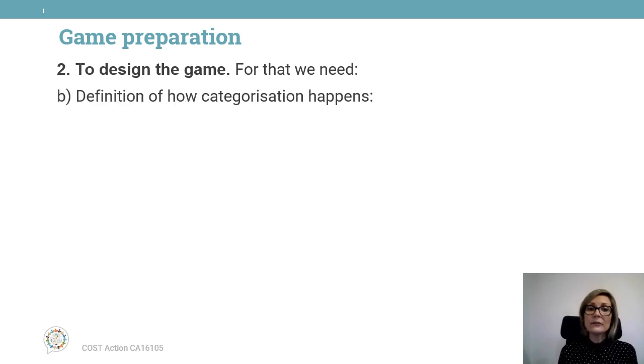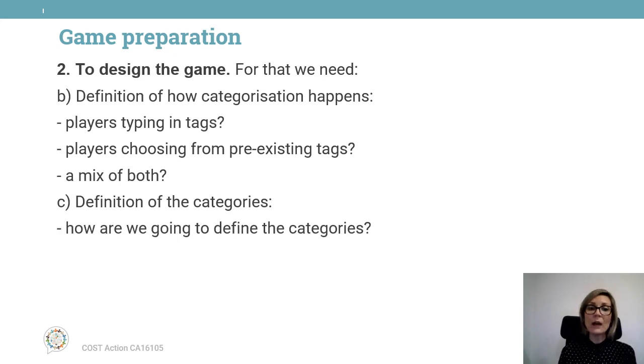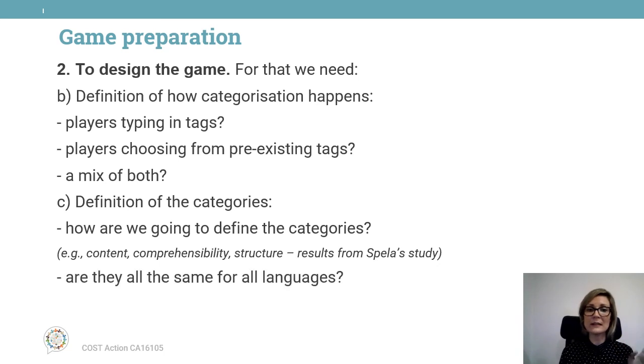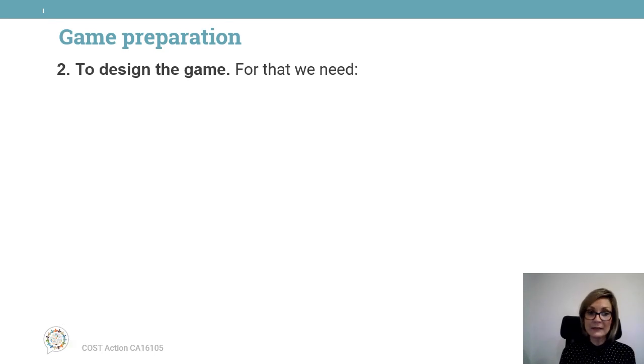We also need to define how categorization happens. Do they type the tags? Do they choose from pre-existing tags? A mix of both. We decided that they're going to choose. And how are we going to define the categories? So Špela did a study, Brani did a study as well, and we found out that the categories should be related to content, comprehensibility, and structure. Are they all the same for all languages? Are we going to run a pilot?